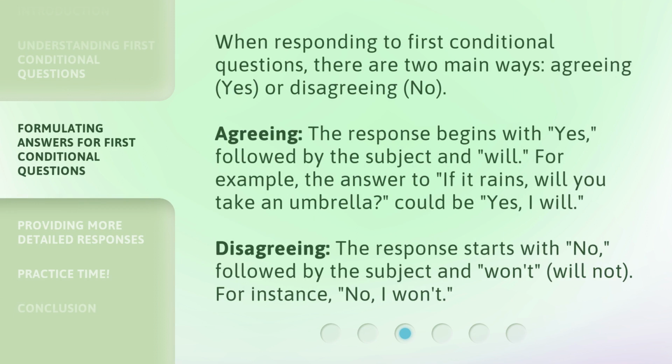When responding to first conditional questions, there are two main ways: agreeing, yes, or disagreeing, no. Agreeing, the response begins with yes, followed by the subject and will. For example, the answer to, if it rains, will you take an umbrella? Could be, yes, I will. Disagreeing, the response starts with no, followed by the subject and won't, will not. For instance, no, I won't.